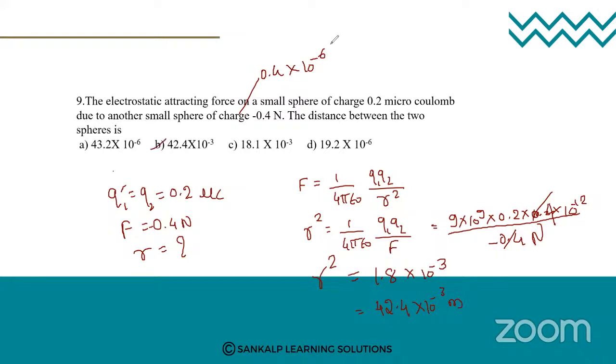So you need to practice the calculations a little, because calculators are not allowed in the CET exam. If you practice slowly in class, the speed will slowly increase. Okay, so it is option B, 42.4 into 10 to the power of minus 3. Remaining students.